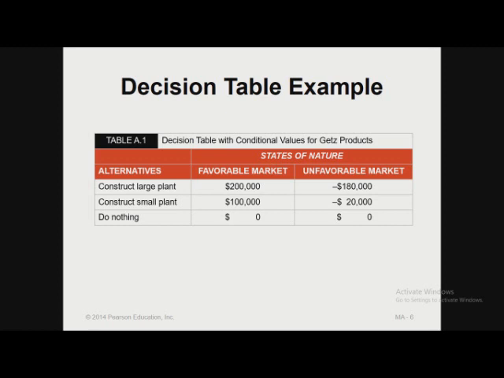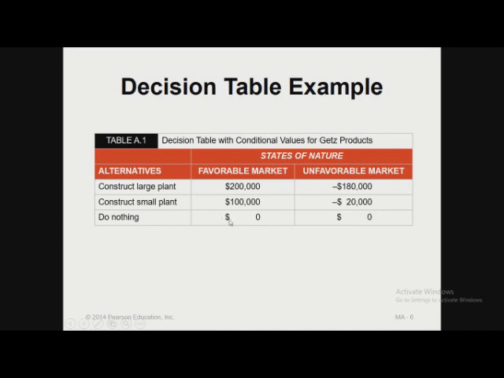For alternative 1, constructing large plant, pag favorable ang market, you can earn $200,000 daw. Okay, according na siya sa gi-identify sa business. Okay, so pero kung unfavorable gani ang market, ang pag-construct nimo og large plant, magka-loss daw ka og 180,000. So asa man ang 180,000 nga loss? Para na siya atong mga nagamit nimo nga mga materyales, nabayad nimo sa mga labor, for example, kato siya nga mga expenses nga imuhang nakuha in constructing a large plant. So that could be your possible loss.